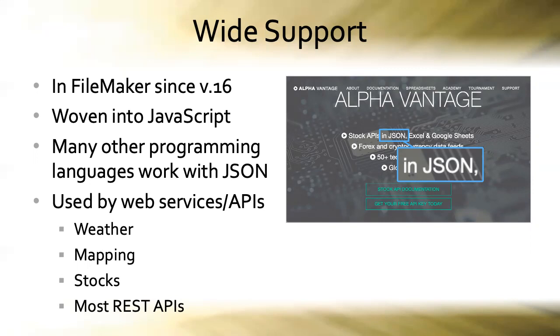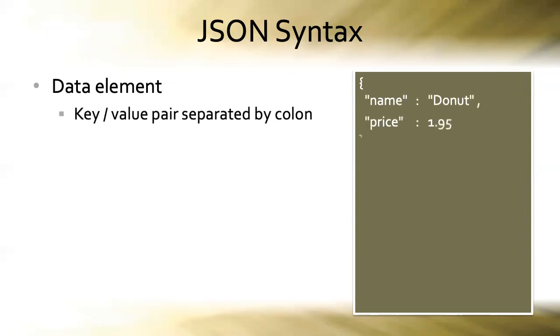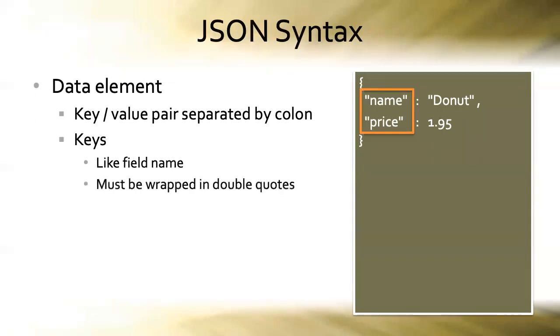So let's get started learning the JSON syntax, starting with the smallest piece, the data element. JSON data is written as a key value pair separated by a colon. The keys, like name and price, shown in the sample on the right, are like field names, and they must be wrapped in double quotes.